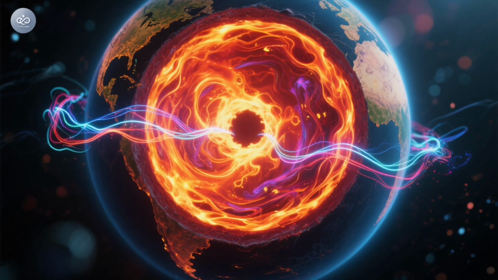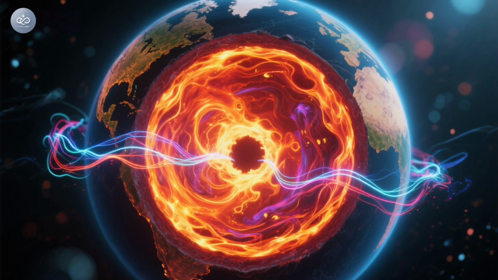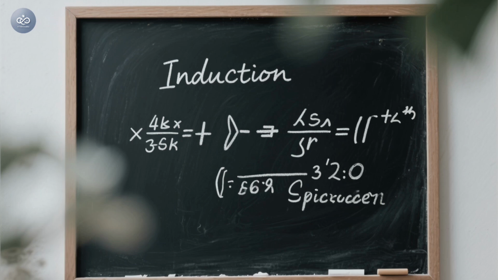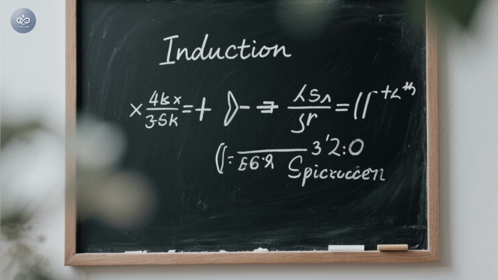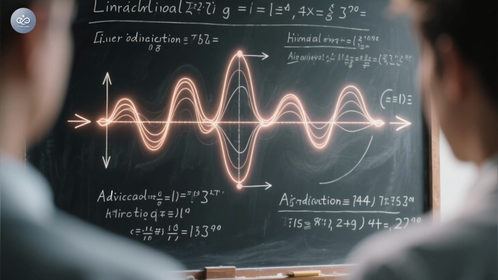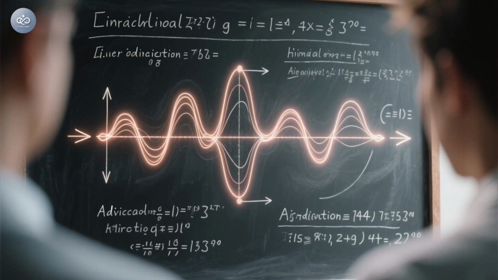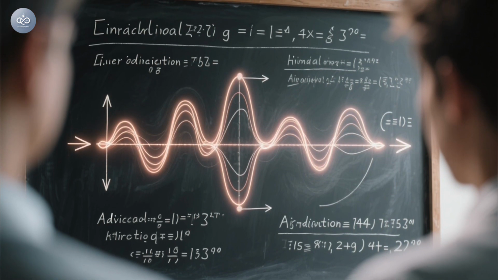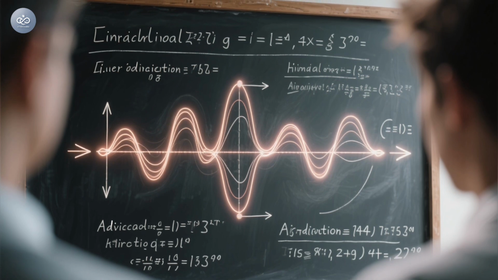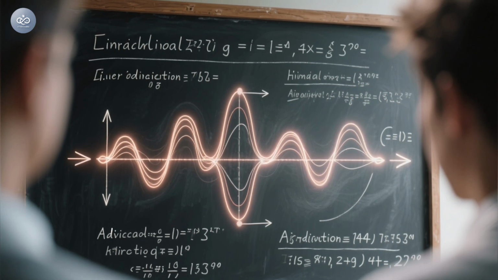The core answer is redistribution of magnetic flux by core flows. The induction equation, ∂B/∂t = ∇×(u×B) + η∇²B, tells us that the time change of the magnetic field, B, depends on advection by velocity, u, and diffusion with magnetic diffusivity, η.